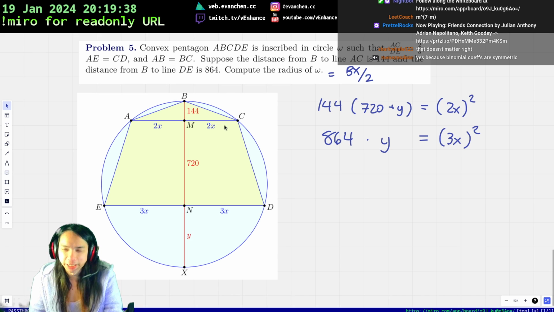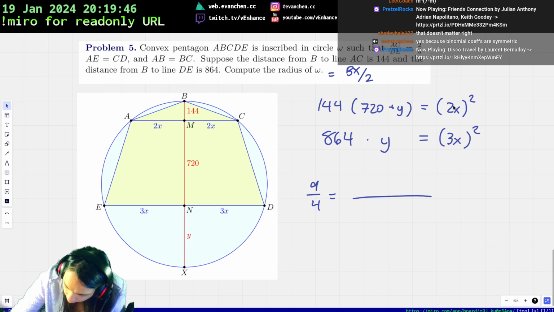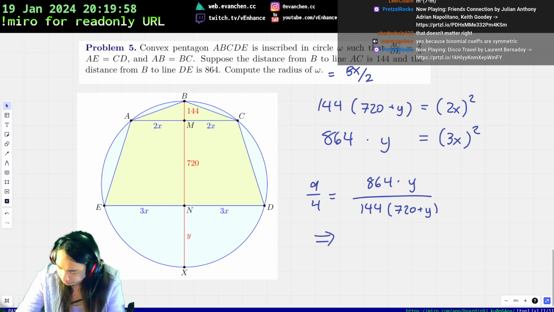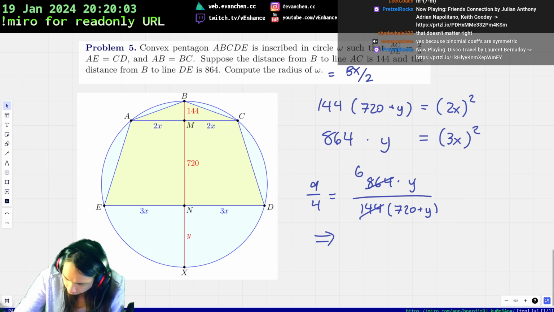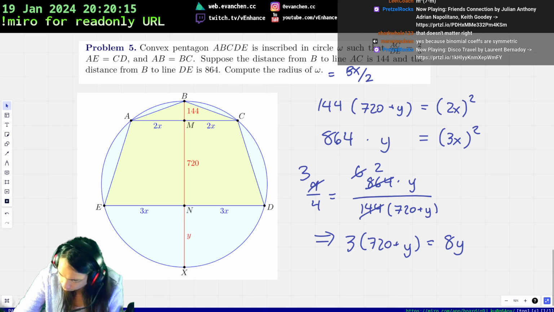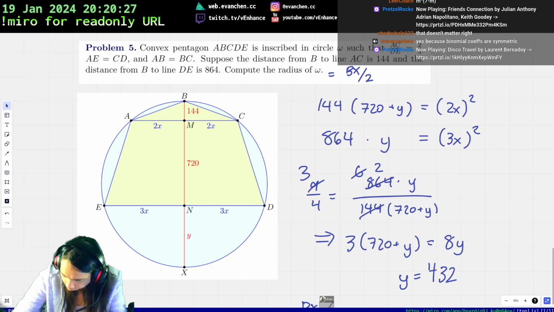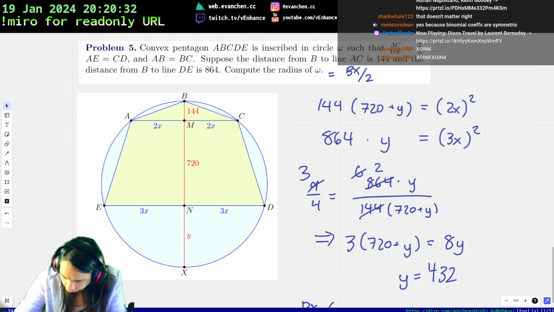So you just want to solve for y, and you look at this and you see that you can just kill x right away. So 9/4 is equal to 864 times y divided by 144 times (720 plus y). Okay, so it's a linear equation, you can solve for y. I'll just do it by hand for dramatic effect. Boom. So y is equal to 432. And then BX over 2 will be, you add 864 to this, 1296 over 2 is equal to 648. Final answer.